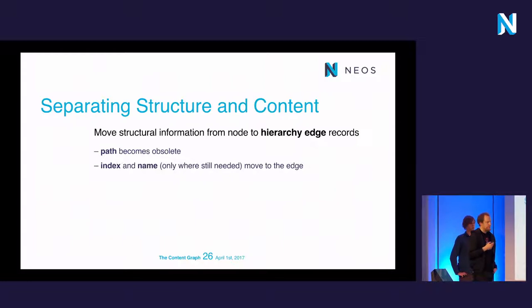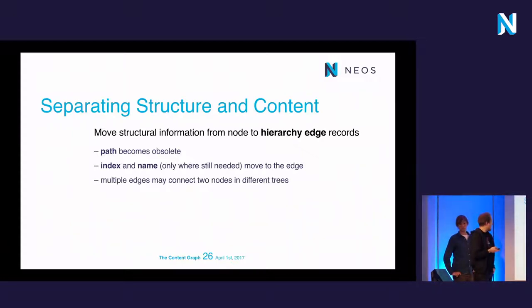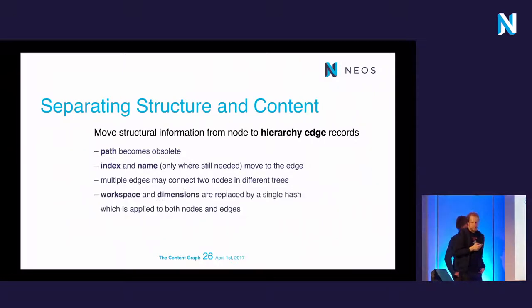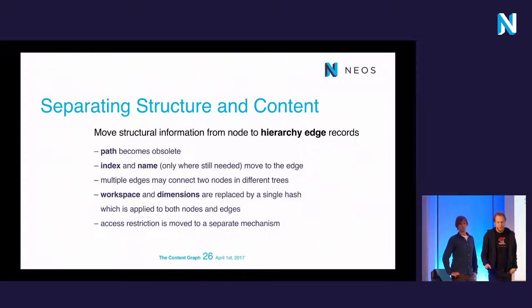There are a few exceptions. For example, the child nodes, the content collections that have a path like main or stage or something like that, they still need that name, and that goes to the hierarchical edge. Multiple edges can connect to nodes in different trees. We had that one. And we simply hash the combination of workspace and dimensions. The workspace is actually, in the graph model, the least relevant dimension and nothing else. And access restrictions are moved into a separate mechanism. We'll have a look at that.